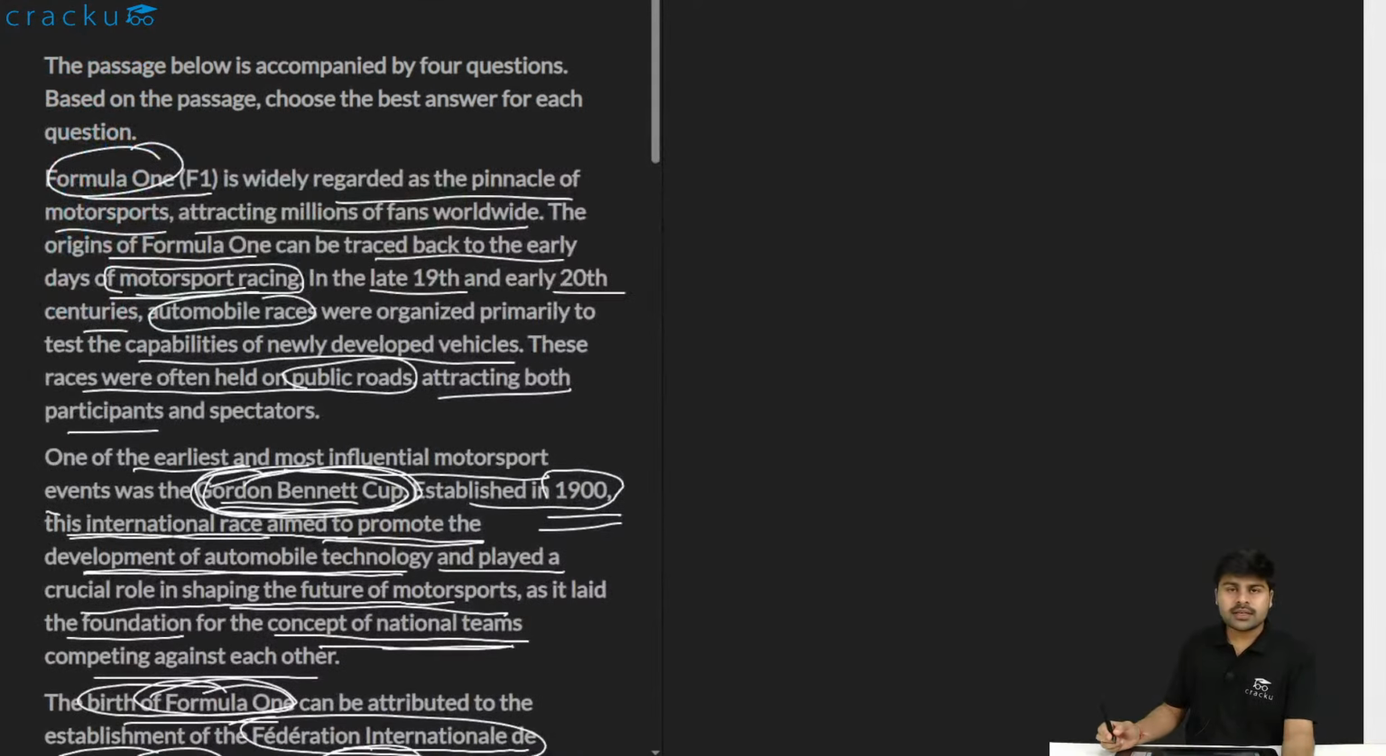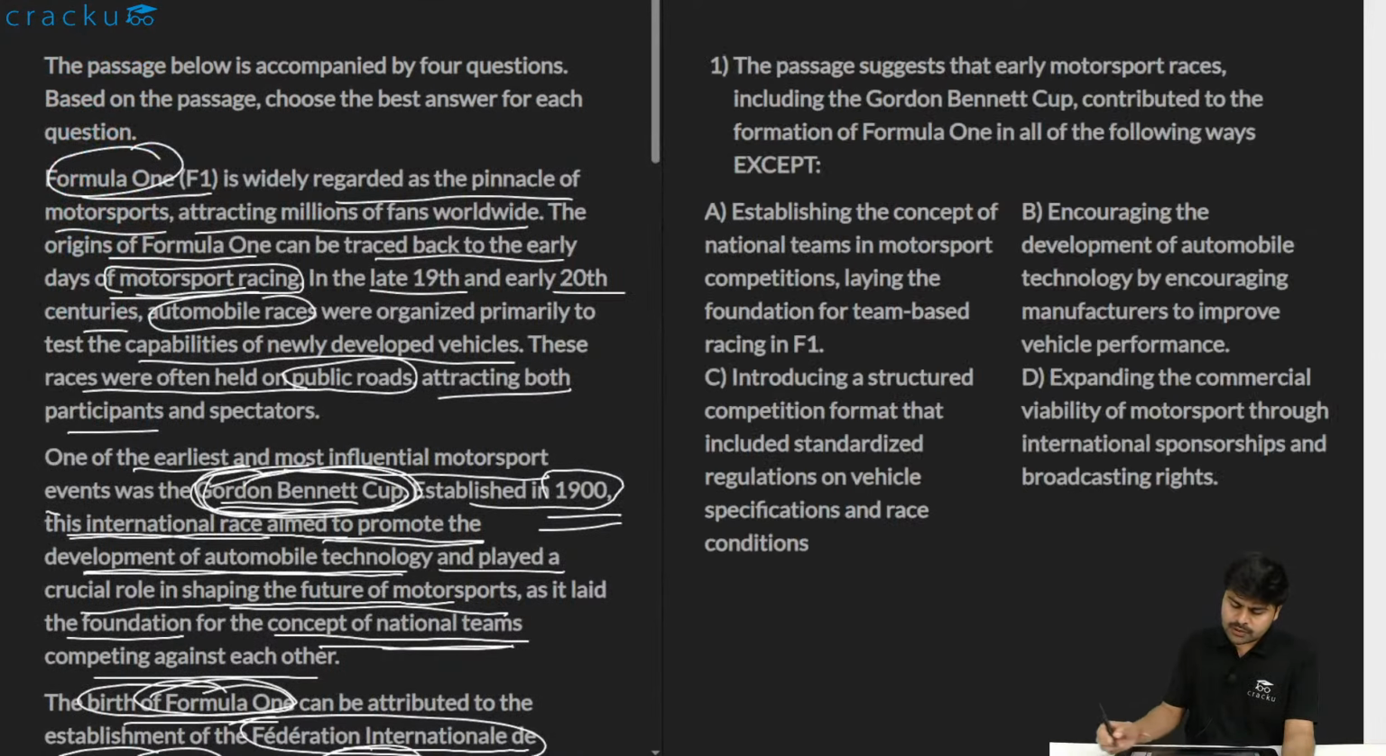Let's move on to answering the questions. The first question asks: the passage suggests that early motorsport races, including the Gordon Bennett Cup, contributed to the formation of Formula 1 in all of the following ways except. So how did these early motorsport races, including the Gordon Bennett Cup, result in the formation of F1? There might be many ways in which they did, except one. So we need to find which of these is not one of those contributors, right?